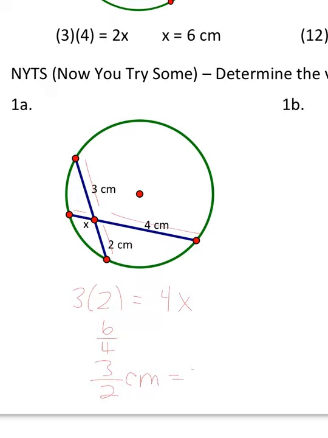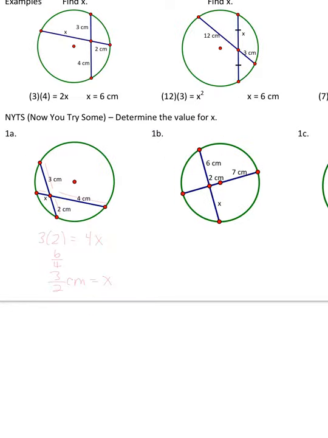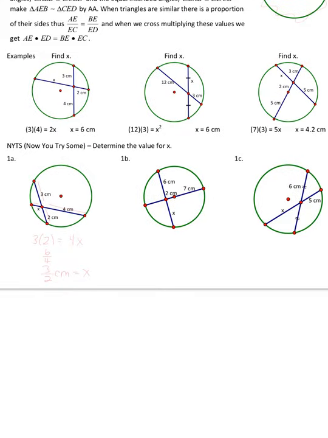Don't forget those labels. Take a look at the parts B and C of this example. Think about what they would be. And once you have a good idea of what they are, go ahead and resume the video.